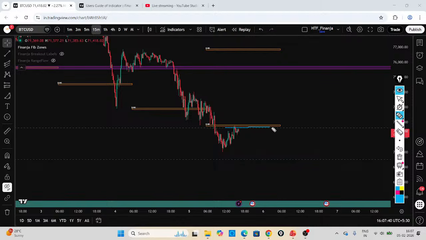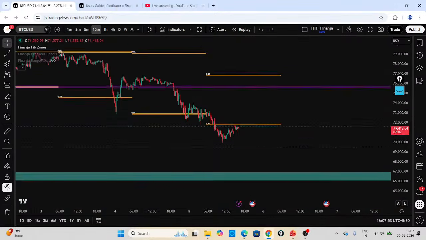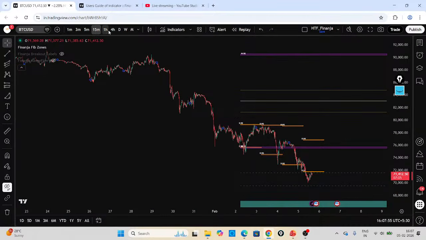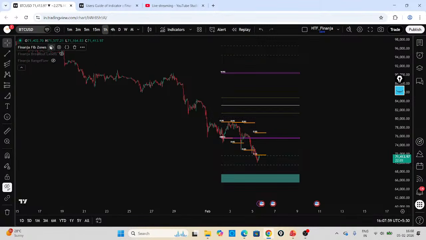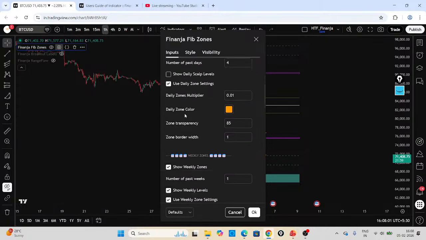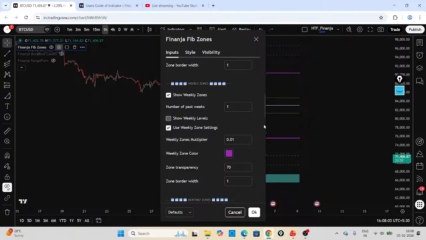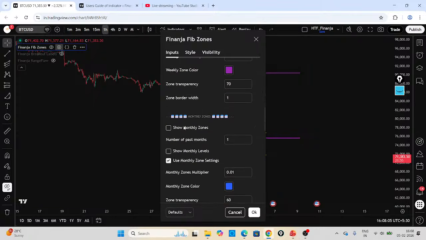If it is respecting these lines, then you can take a proper trade with a proper retest. That's why levels are very important in trading, any trading, I can say. I'll switch to the 1 hour time frame, and I will switch off this show weekly levels. I will go for the monthly levels.